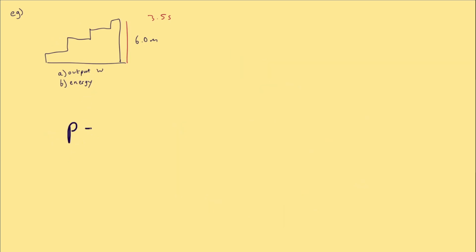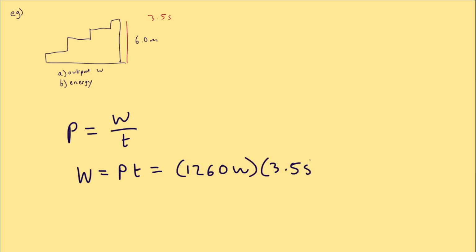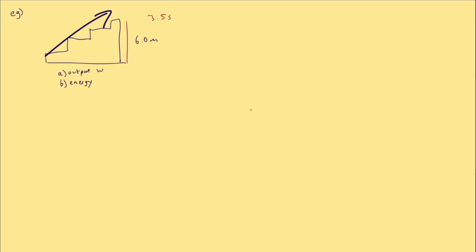So we know power is work over time. Since work is the amount of energy we use, we can rearrange for it and we get work is equal to power times time. We already found power in the last example, which was 1260 watts, and the time it takes is 3.5 seconds, which means that the energy required to perform this task is 4,410 joules of work.